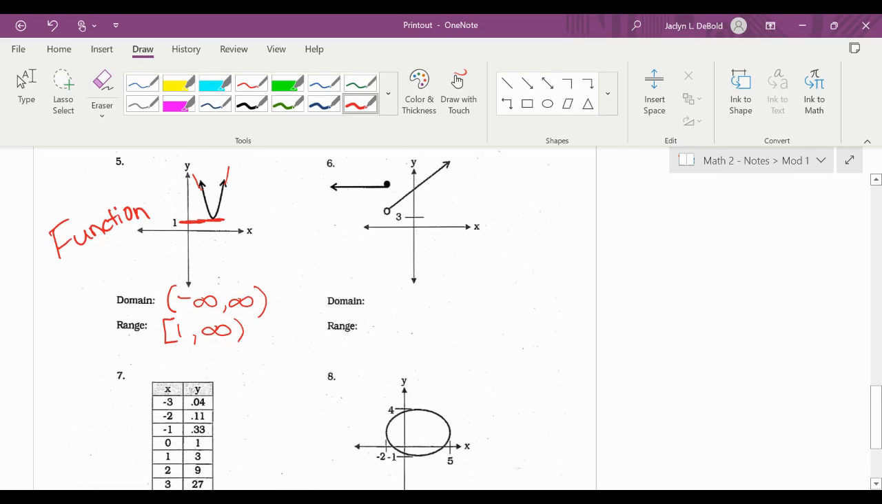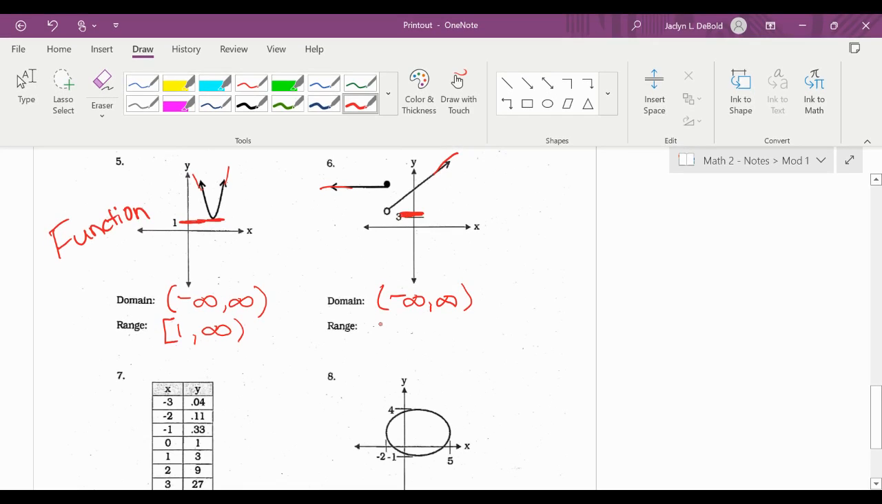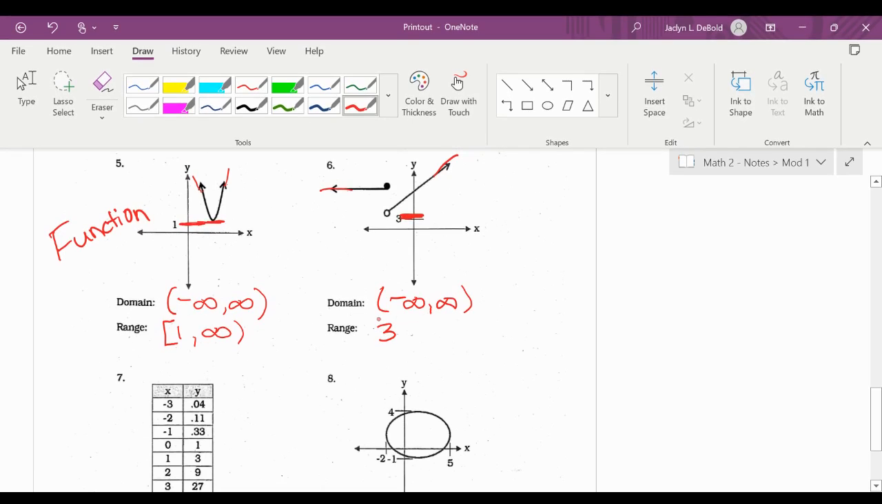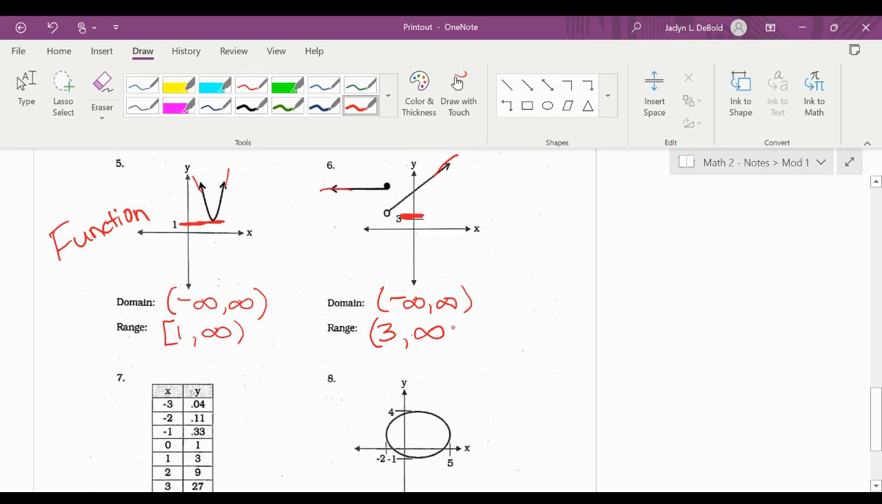For number 6, same thing. Arrows in both directions, so it's negative infinity to positive infinity. My lowest value, we're going to pretend that's at 3. So that's going to be a parenthesis because it's an open circle, and an infinity because it goes up. This one also passes the vertical line test, so this one is a function.